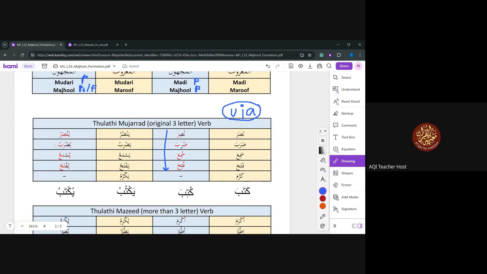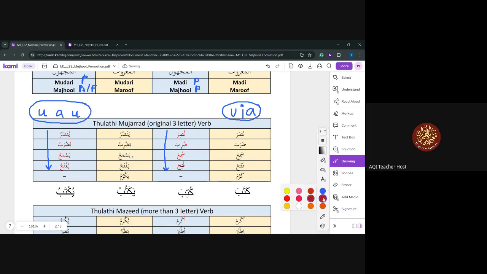Yadribu becomes Yudrabu. Yasma'u becomes Yusma'u. Yaftahu becomes Yuftahu. Again, if you analyze all these verbs over here, they all start with U. It means they all start with a Dhamma. And the ending is like A-U. U, A, U. So this is the pattern for Mudari Majhul.